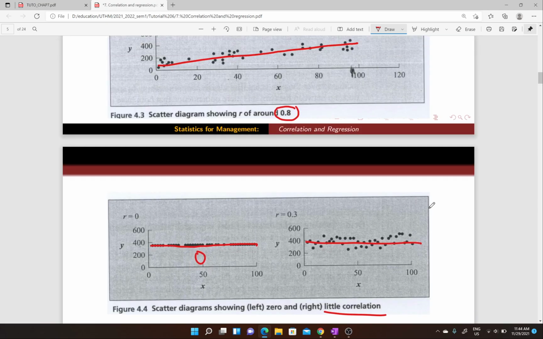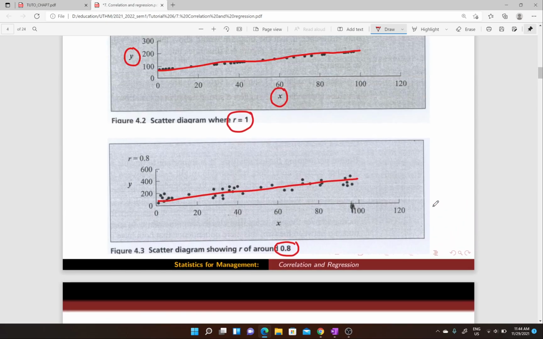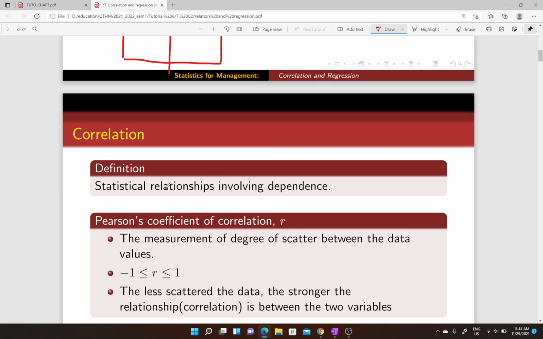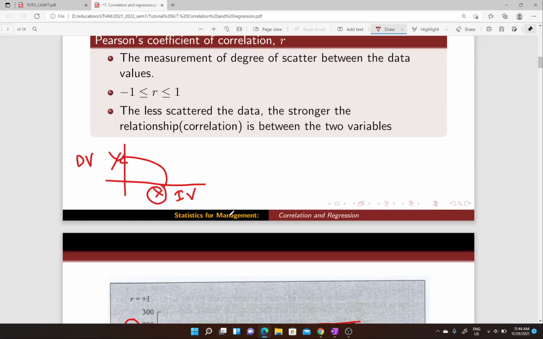But is there any method to measure the dependency, the correlation, the relationship between the two variables? Is there any method? The answer is yes. That's where the Pearson coefficient of correlation comes into the picture. It is R, and the number is between -1 and 1. Now let us go to the formula for that.